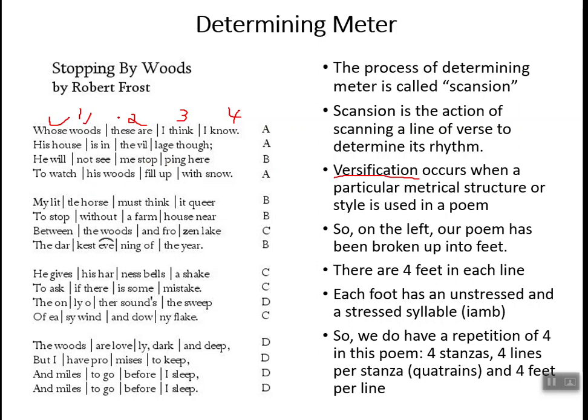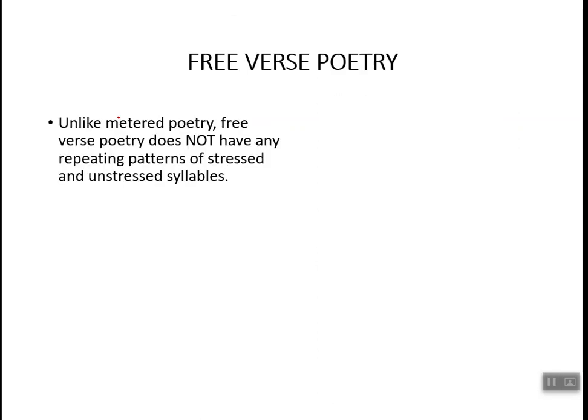So we have this repetition of four lines in the poem, four stanzas, four feet per line, which is kind of interesting. Doesn't necessarily have anything to do with the meaning. Four repeated that way. This is iambic tetrameter, it's called, when we have four. Pentameter, again, is five. But kind of interesting. And the letters on the side there we're going to talk about in a moment. So free verse poetry, I'd like you to know this term.